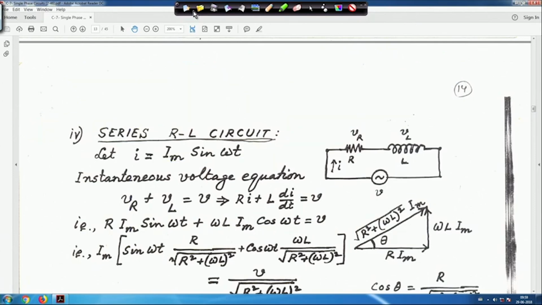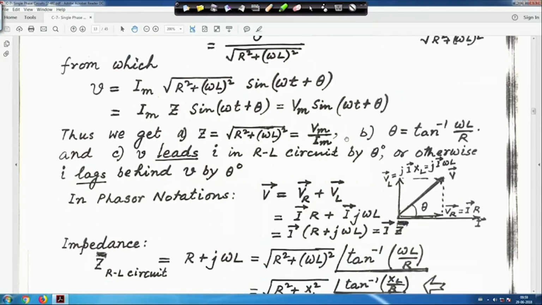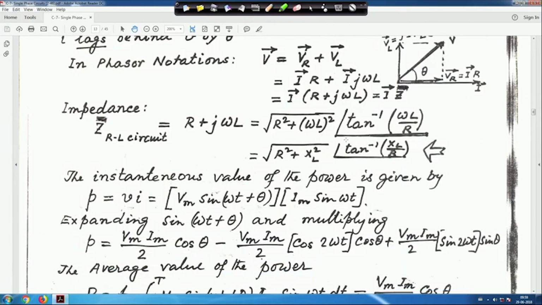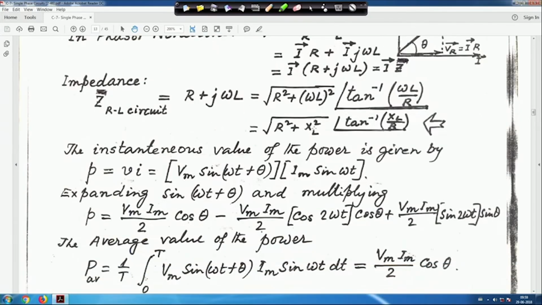A little bit of understanding is required. So once it is done, Z is equal to R plus jLω, and this is the magnitude. We call XL is equal to Lω, and the angle is tan inverse XL upon R, or Lω by R, as I told you.